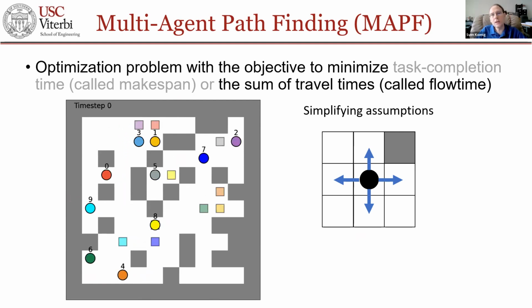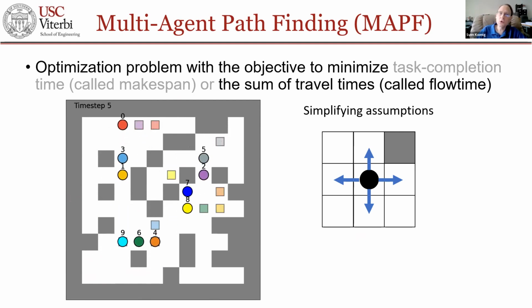And the objective typically is to minimize either the task completion time, that's also called makespan, or the sum of travel times, that's called the flow time. In this talk, I'll minimize the sum of travel times, the flow time.